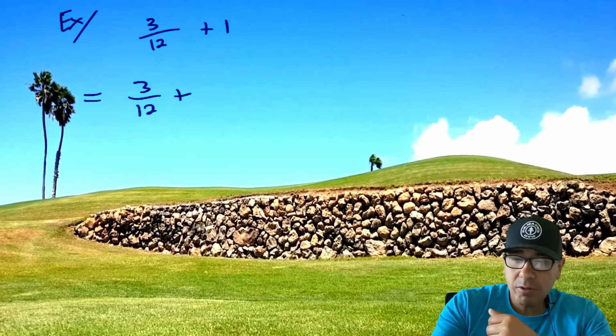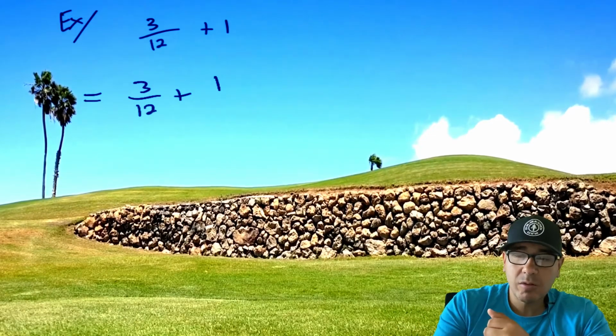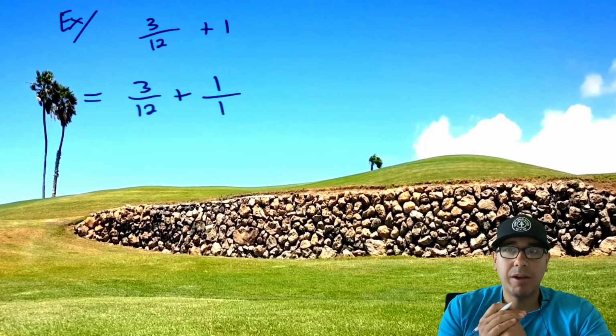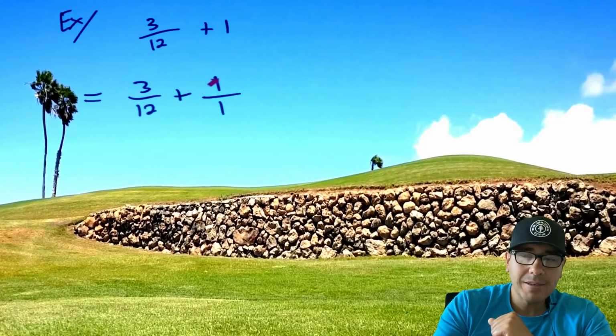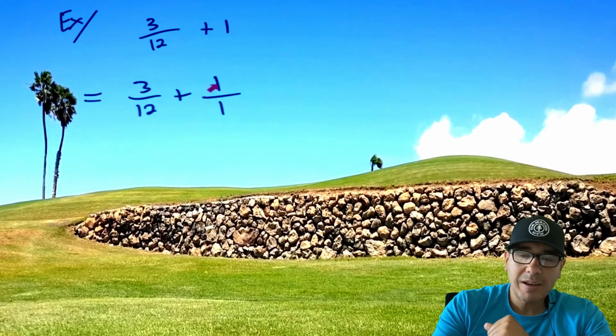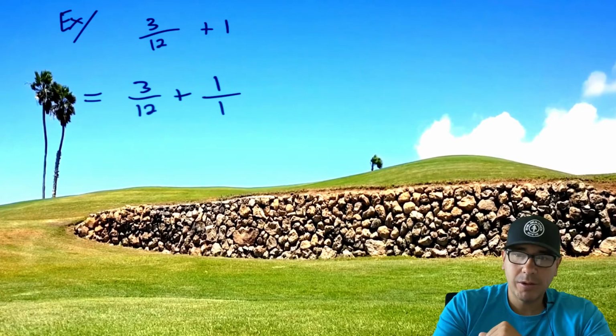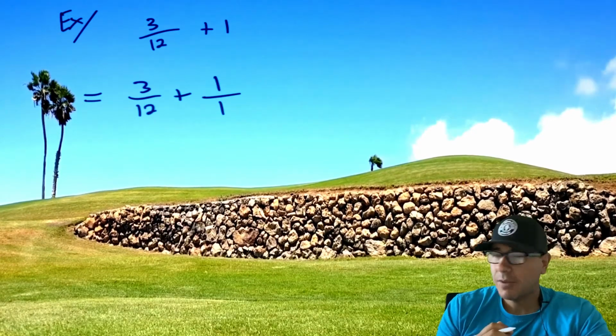whatever whole number they give you. In this case, it's a 1. You always write it as a fraction. So we're just gonna write it as 1 divided by 1. If this were a 7, you would rewrite it as 7 over 1. If this were a 2, you would write it as 2 over 1. If it were a 3, you would write it as 3 over 1. Okay, I'm sure you get the hint now.